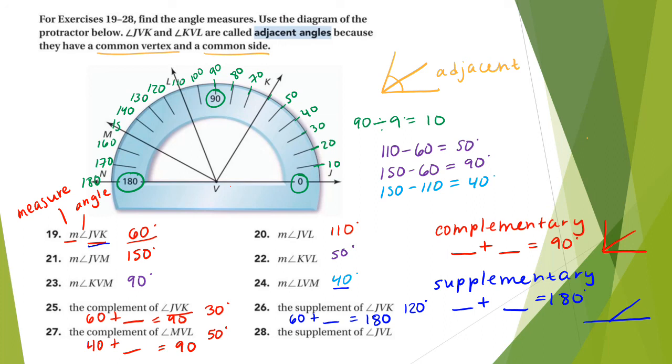And then the last question on our homework for tonight is the supplement of angle JVL. JVL is up here as 110 degrees. So I'm going to think 110 plus what would make 180 degrees. Working through it this way, I should be able to come up with 70 degrees.